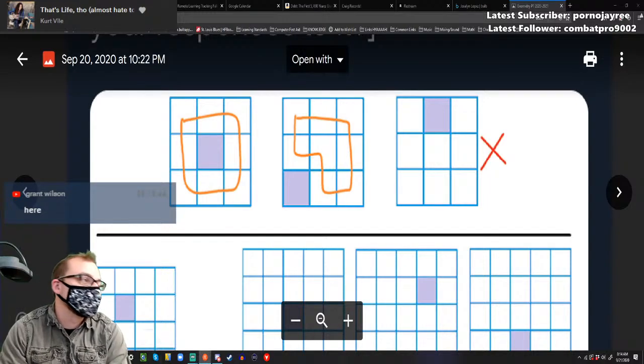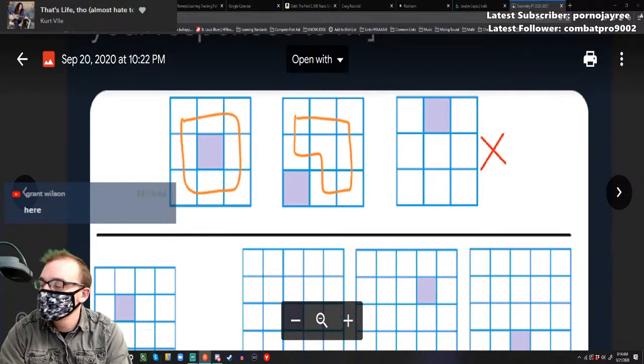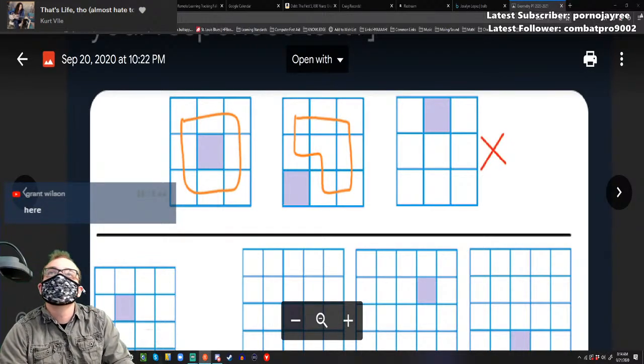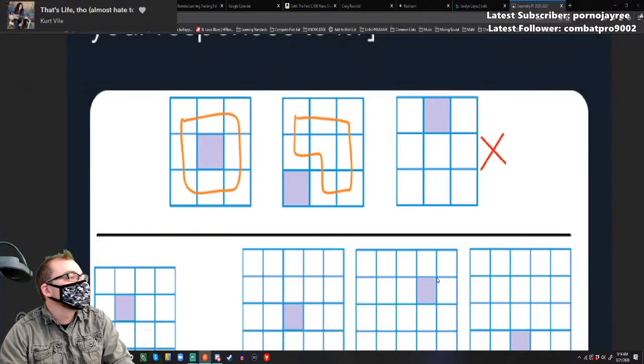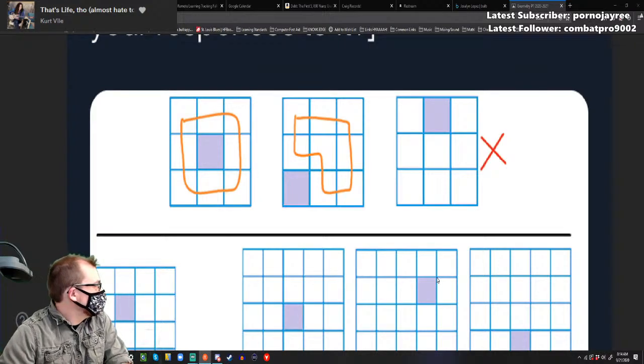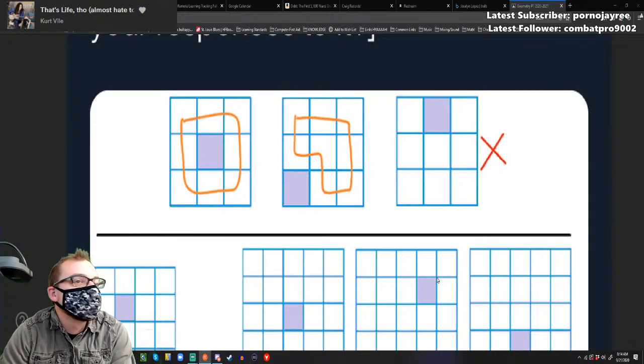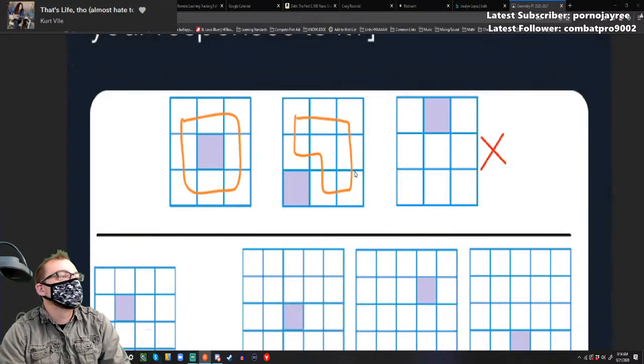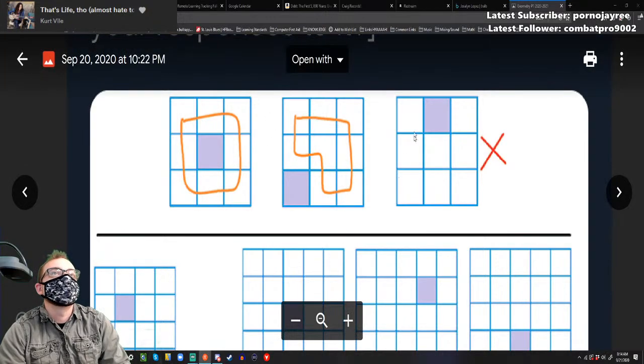Okay. What else do you think the rules are? Any other rules? What else do you notice about their solutions? Oh, come on. Are their solutions disconnected or connected? Yeah, they're connected, right? They've got a loop going on here.